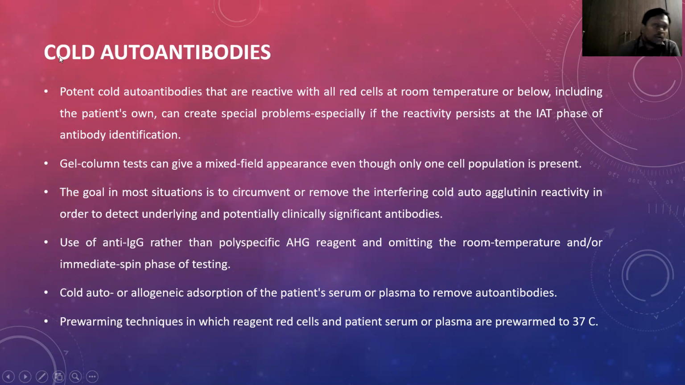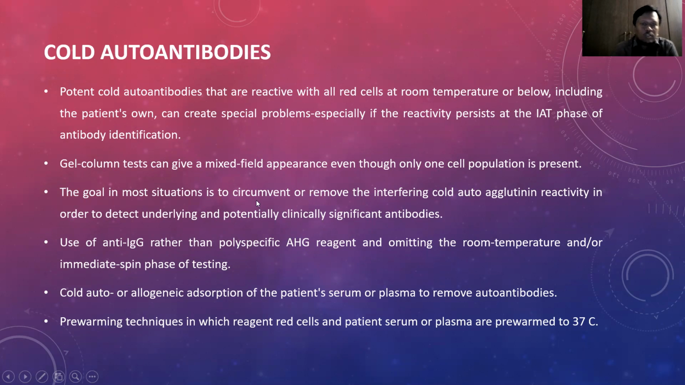The other autoantibodies are the cold autoantibodies. Potent cold autoantibodies that react with all red cells at room temperature or below, including the patient's own, can create special problems, especially if they react in the IAT phase of the antibody identification. So a gel column test can give a mixed field appearance even though only one cell population is present.